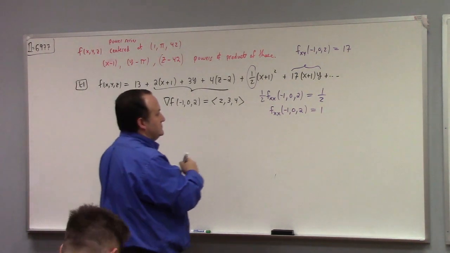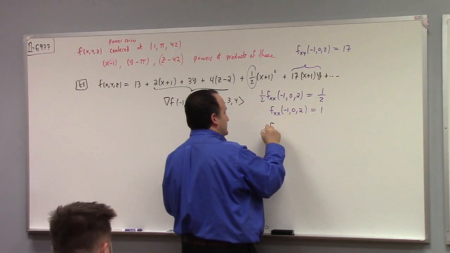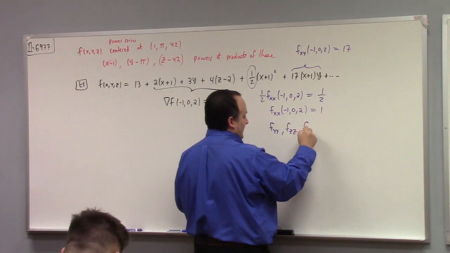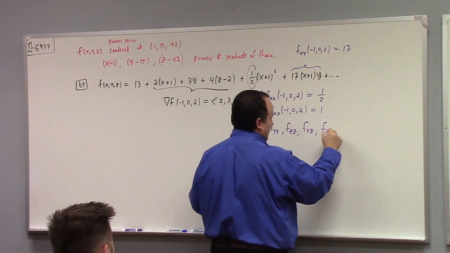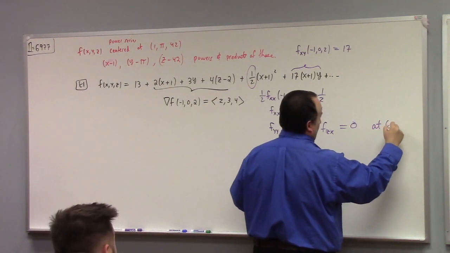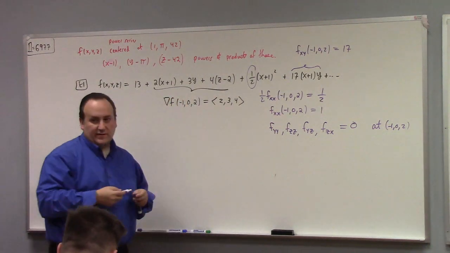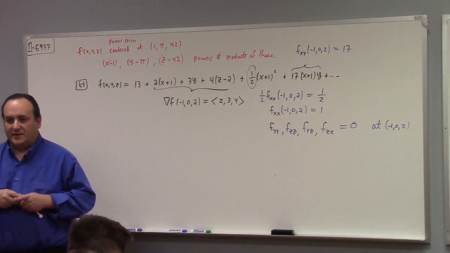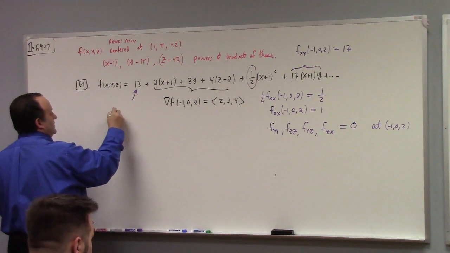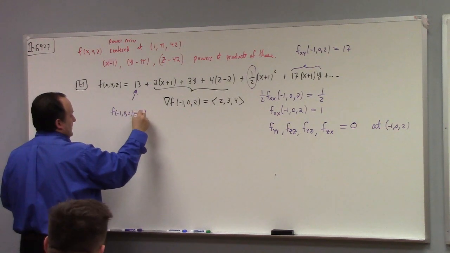So from looking at this, I can tell you other things. For example, f_yy, f_zz, f_yz, f_zx are all equal to 0 at the point of consideration. Why? Because those terms aren't there. Is it a max or a min? This right here tells me that f of (minus 1, 0, 2) is equal to 13.